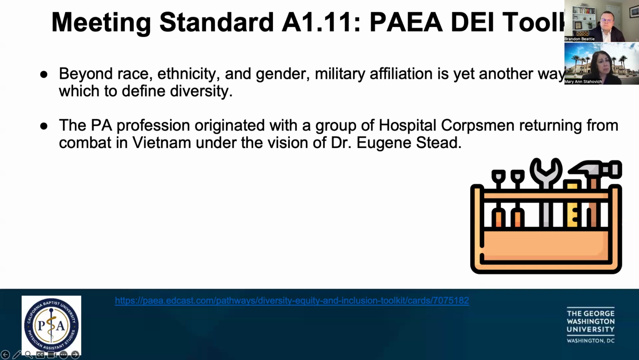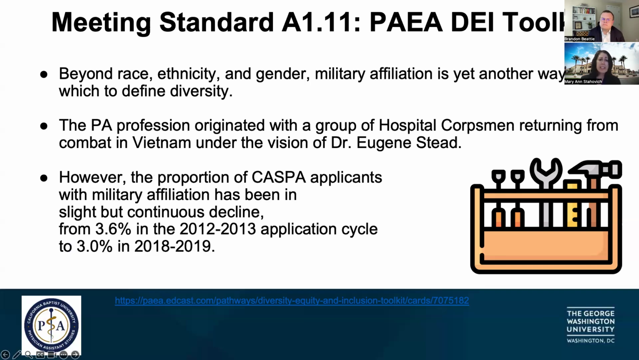And we remember, of course, that the PA profession started with a group of hospital corpsmen who returned from combat in Vietnam, and the program was started under the vision of Dr. Eugene Stead. And it is interesting that even while the first PA students were hospital corpsmen, the number of applicants with a military affiliation has been in a slight but ongoing decline. For instance, it was 3.6% in the 2012 to 2013 application cycle, and then it had moved down to 3% in the year 2018 to 2019.